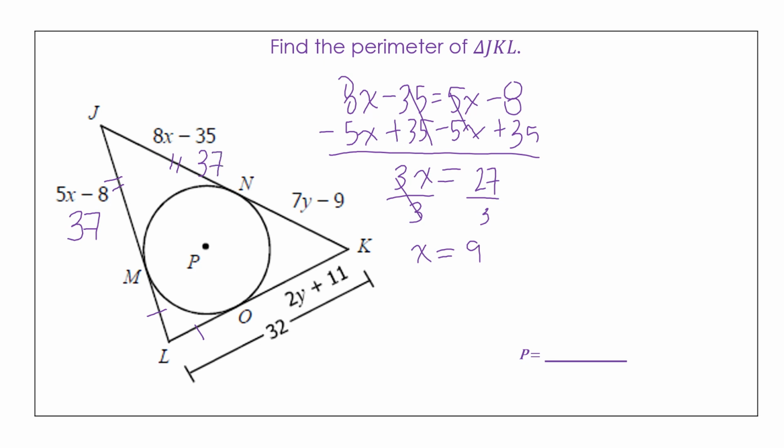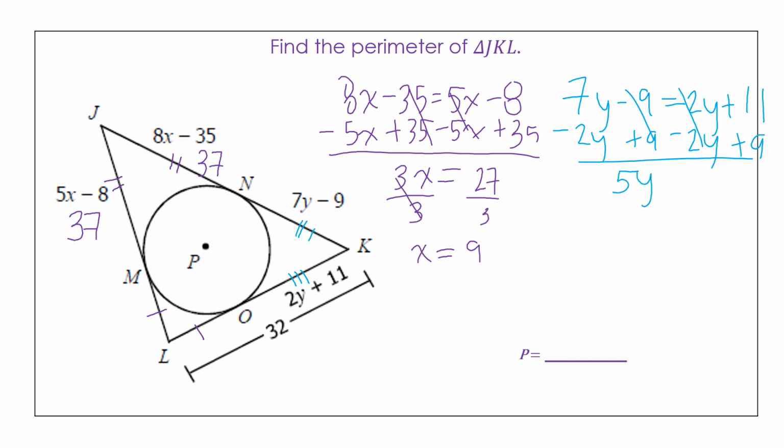The other thing we know is that NK and OK will be congruent as well. I'm going to do pretty much the same thing I just did to find x; this is going to help me find y. So 7y minus 9 equals 2y plus 11. I'm going to subtract 2y from both sides and add 9 to both sides. That gives me 5y equals 20. Divide both sides by 5, y equals 4.